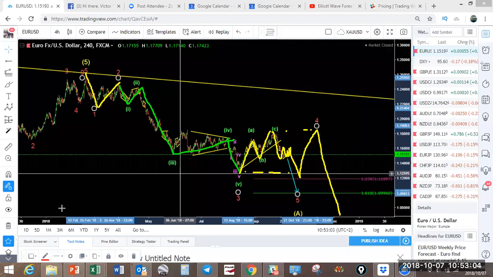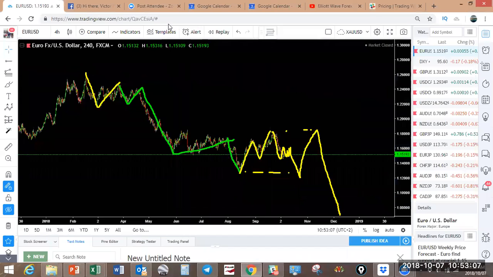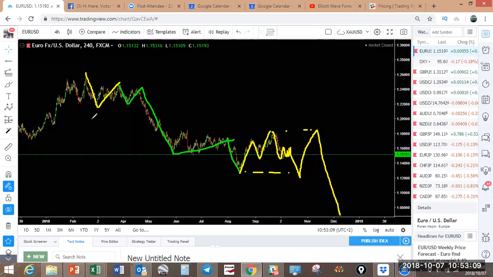So let me just switch off the labelings there so this can be clear. So this is what you're going to be looking at here. This is your 1, this is your 2, this is your wave 3, this is your wave 4, and we'll be looking for a 5 there to the downside.